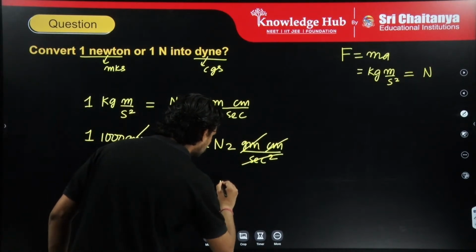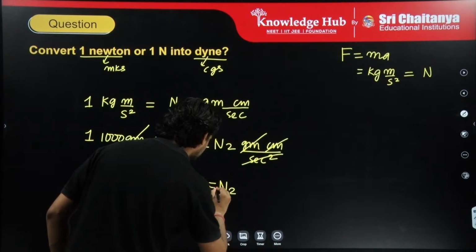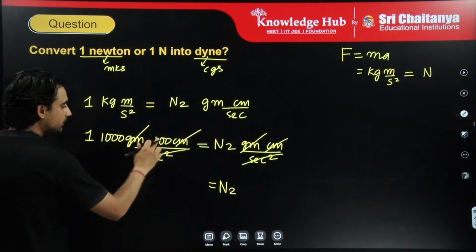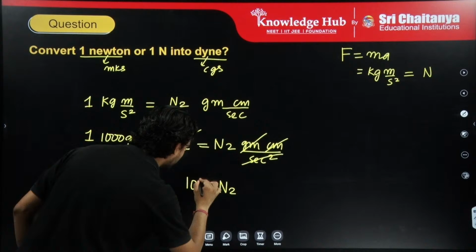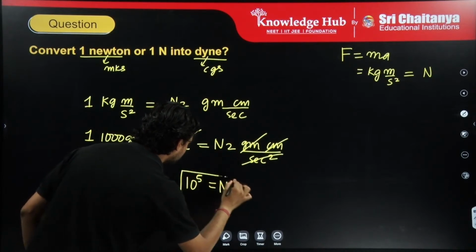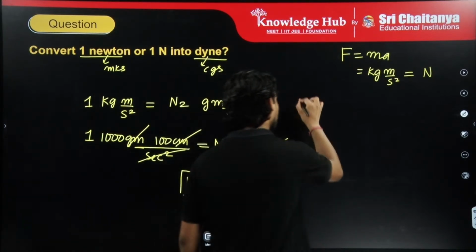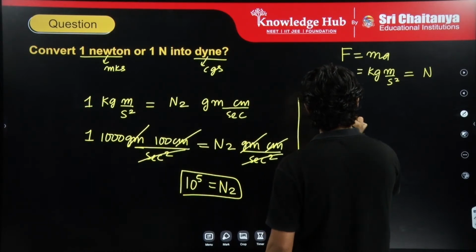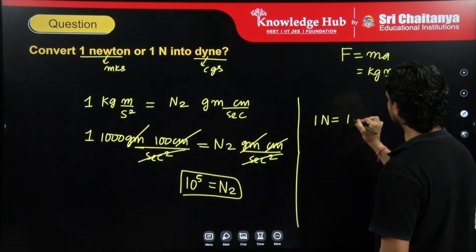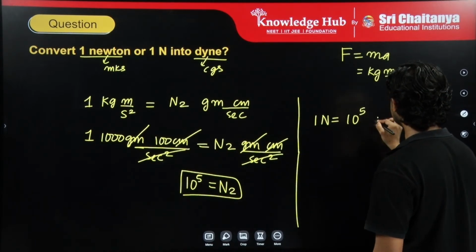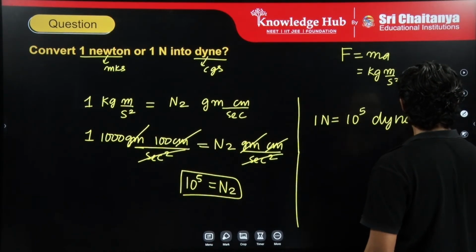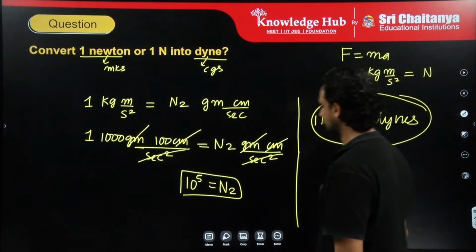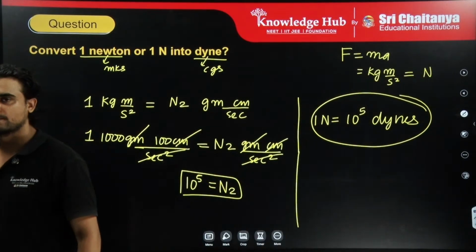I have n2 is equal to 1, 2, 3, 4, 5. So 10 raised to power 5. Right? So I can say that 1 Newton is equal to 10 raised to power 5 dynes. This is my final answer.